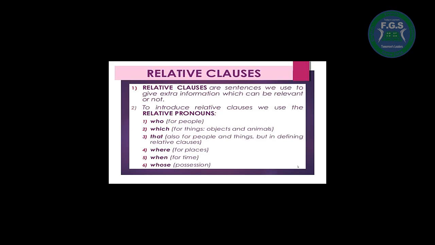Number one, relative clauses are sentences we use to give extra information which can be relevant or not. Number two, to introduce relative clauses, we use the relative pronouns, which are: number one, who for people; number two, which for things, objects and animals; number three, that also for people and things; number four, where for places; number five, when for time; and six, whose for possession.